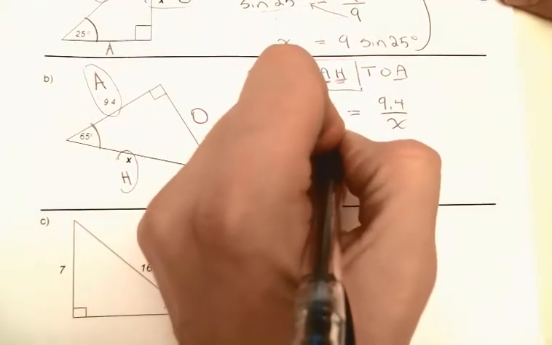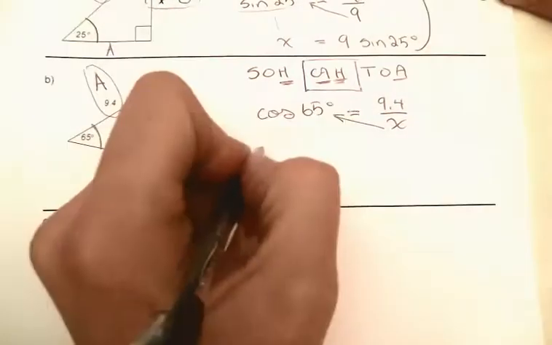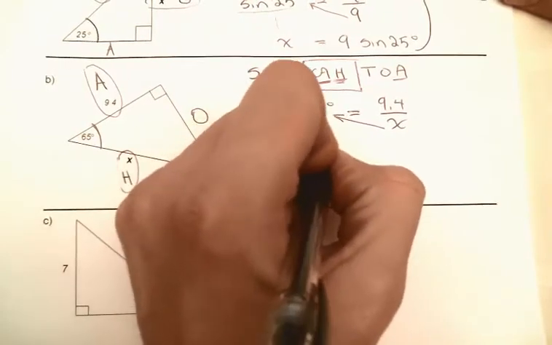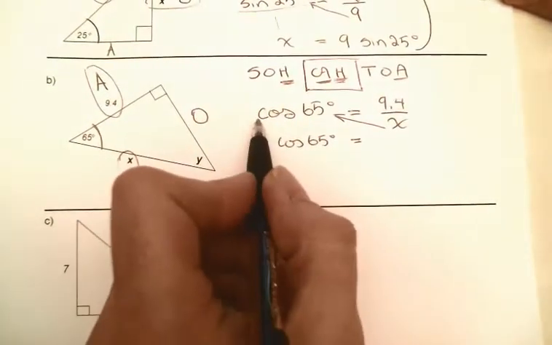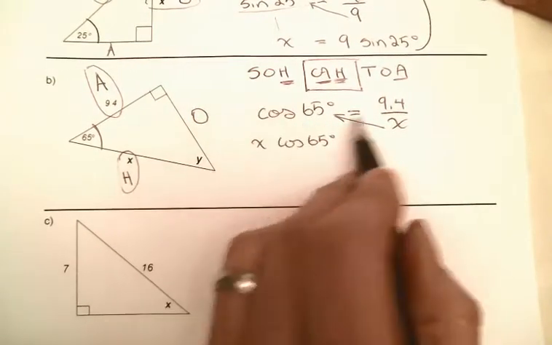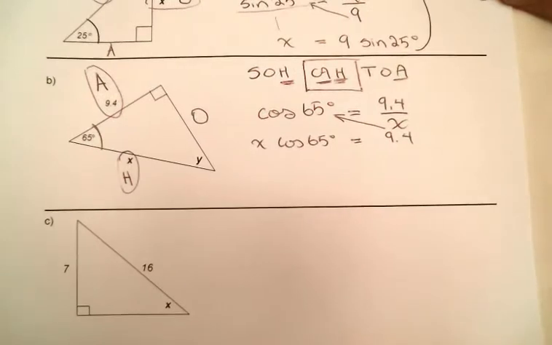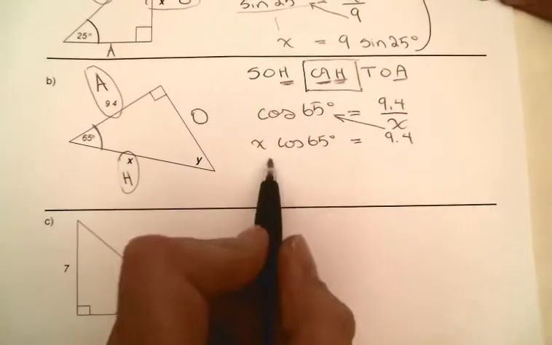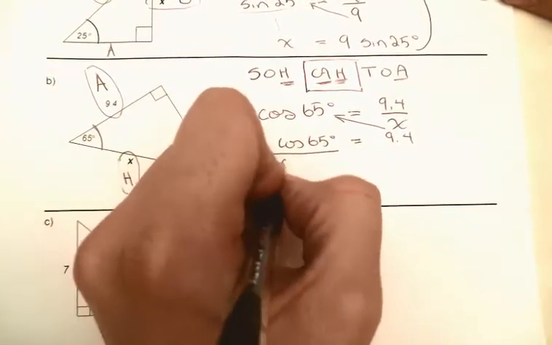I'm going to cross multiply x into cos 65, and I'm going to get x cos 65 degrees. There's like a 1 here, and it multiplies 9.4. Okay, and now to isolate x, see x is multiplying cos 65 degrees. I have to divide cos 65 degrees out.